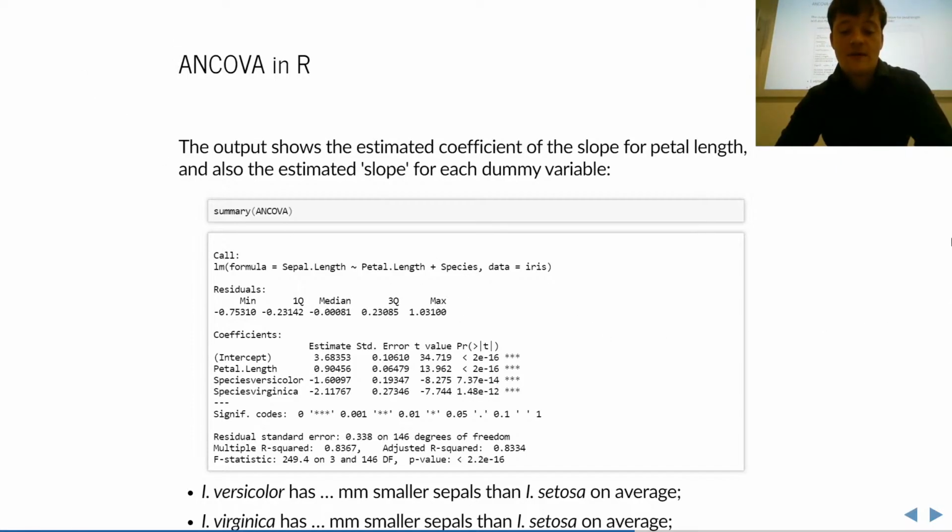Okay, how about virginica? Yeah, 2.1 smaller than setosa, because again, this is compared to the reference group. So this one starts out 2.1 lower than this one. Yeah? So this is the actual starting point, right? So if you are a setosa flower and you have petals that are 0 long, then the width of your sepals is estimated to be 3.6 millimeters.